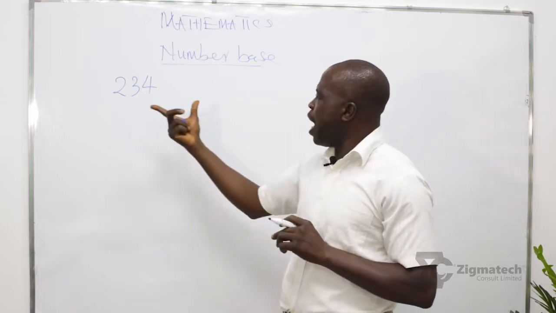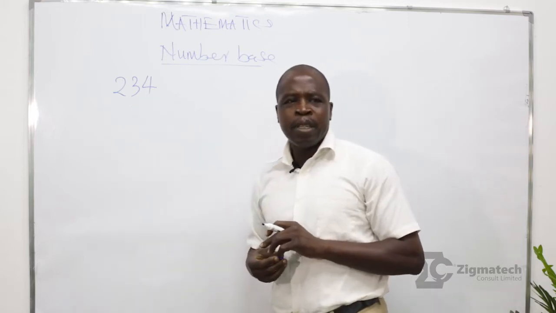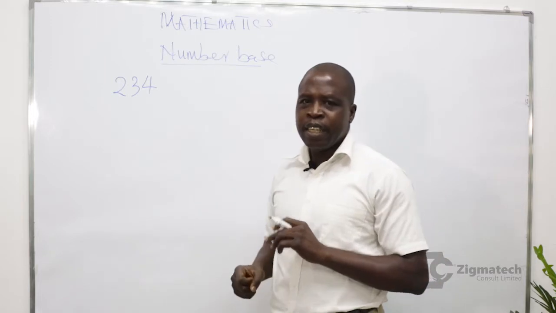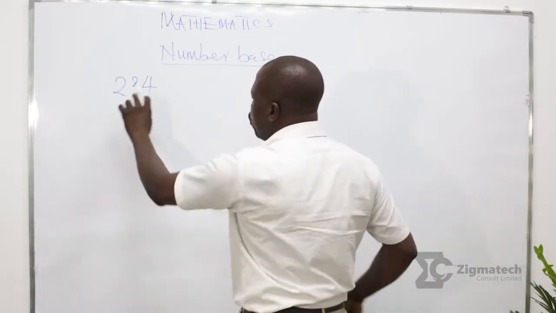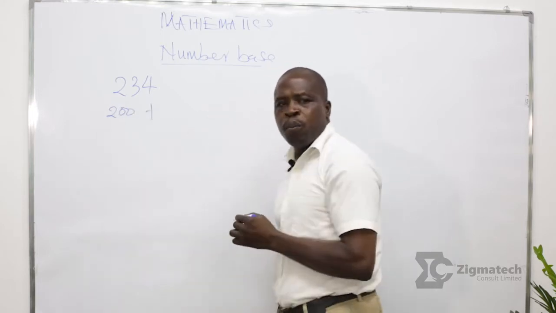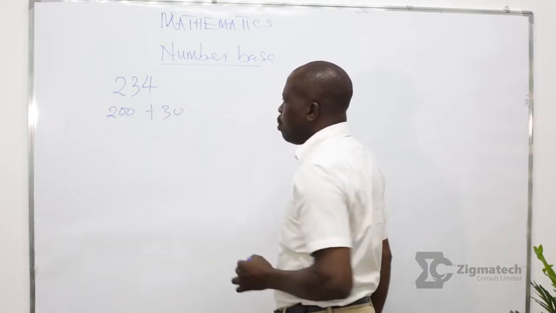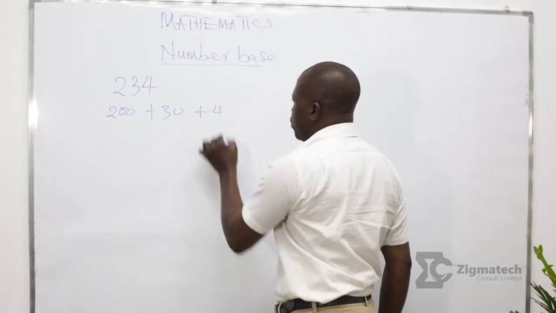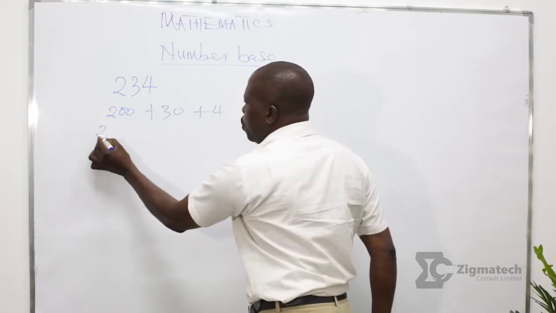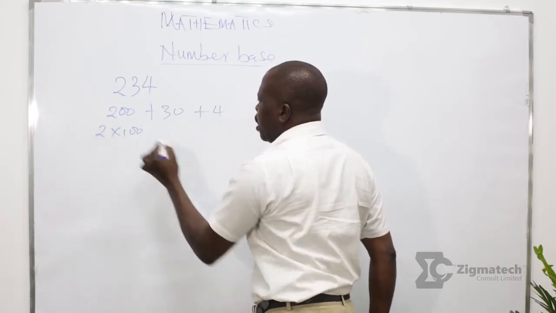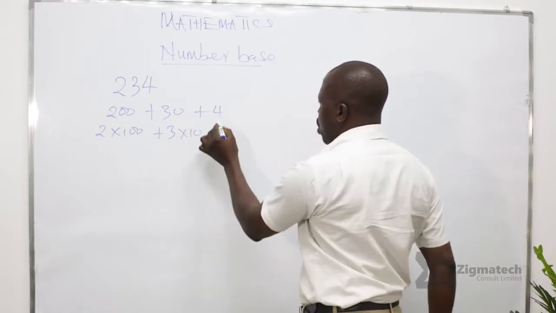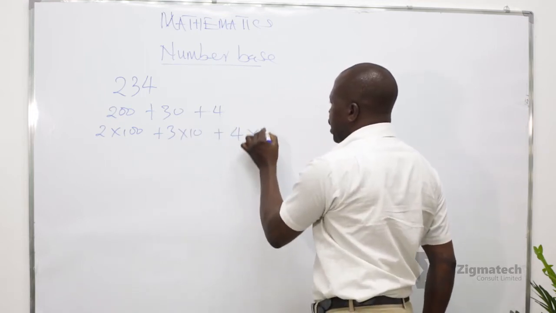Now, if you want to expand this 234 in the power of its base, since the base is base 10, we are going to do it this way. 234 is 200 plus 30 plus 4. Now, if you want to expand it further, 2 times 100 plus 3 times 10 plus 4 times 1.